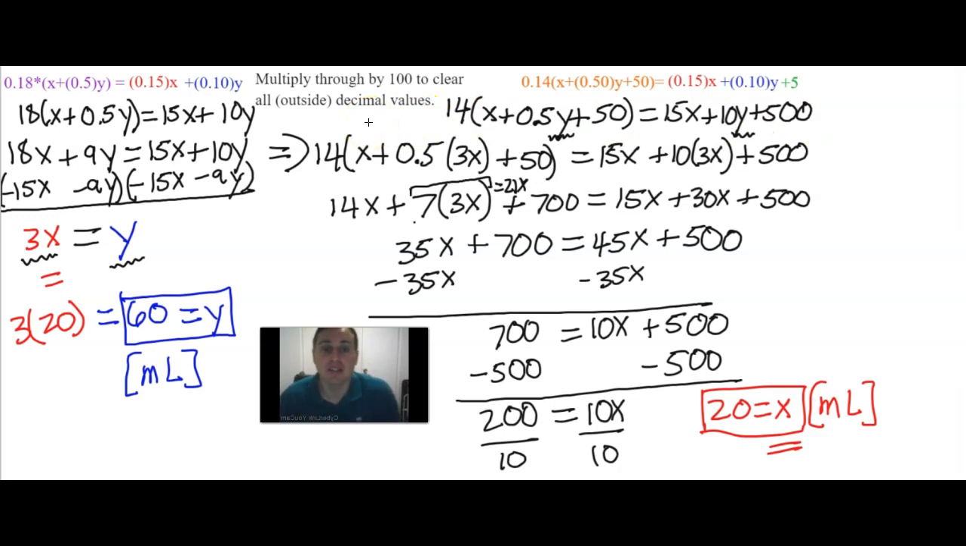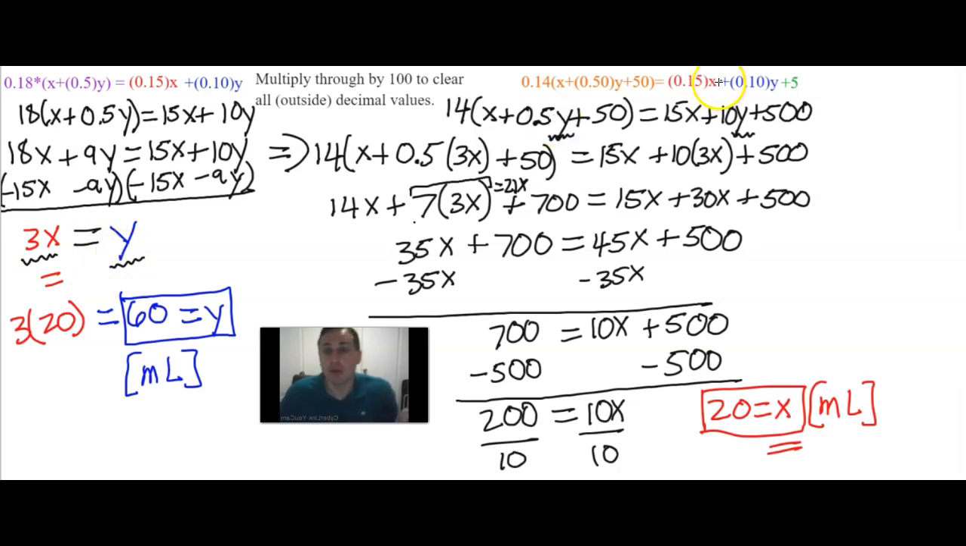This is a linear system of equations we will solve by substitution. So I think that the first equation on the left is easier to solve. If we distribute the 18 to the x and 0.5y, we have 18x plus 9y equals 15x plus 10y. Then let's try to isolate. If we subtract 9y from both sides and we subtract 15x from both sides, we have 3x equals y.